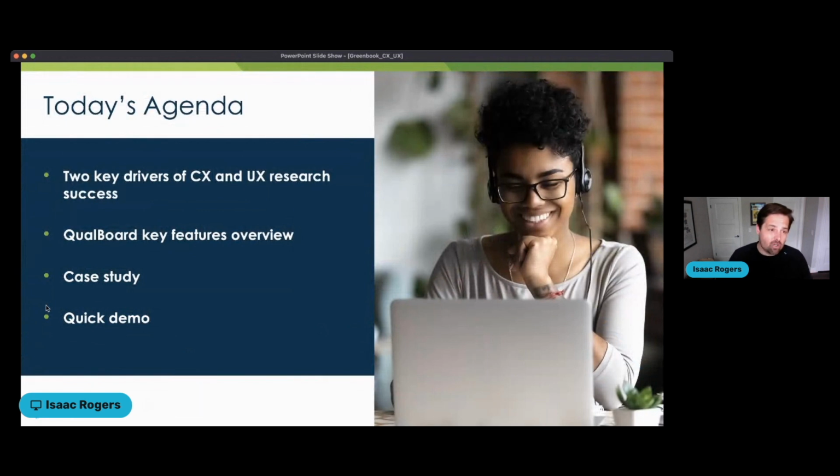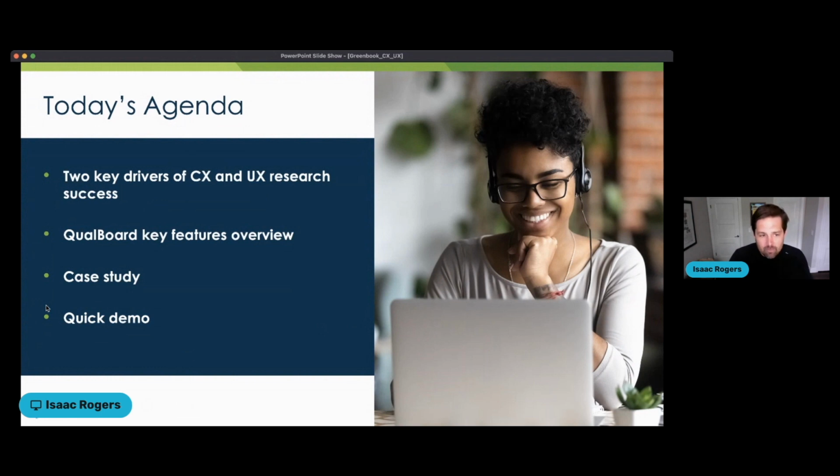We're really going to start with two key drivers of CX and UX research success that we've seen over the years as we've done these studies online. I think they are pretty important fundamentally to think about how to get the most out of your customer experience and user experience research. And it's frankly some things that we tend to overlook in the research process. So we're going to start with that.